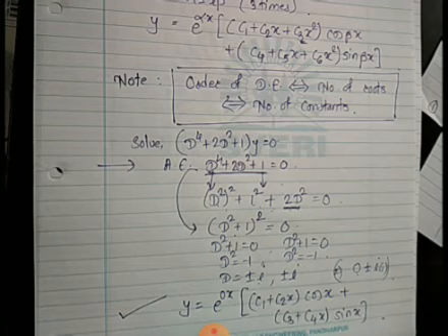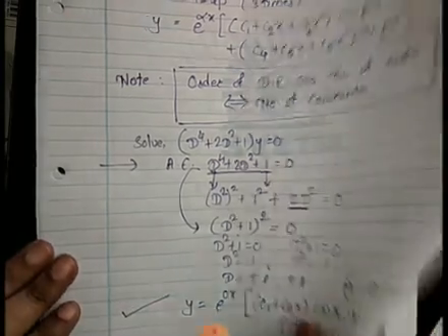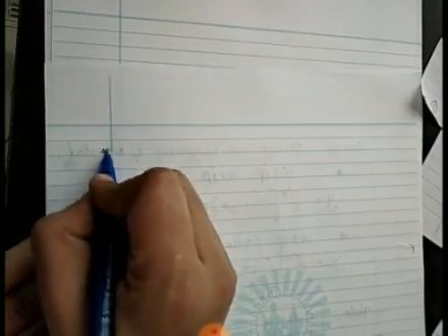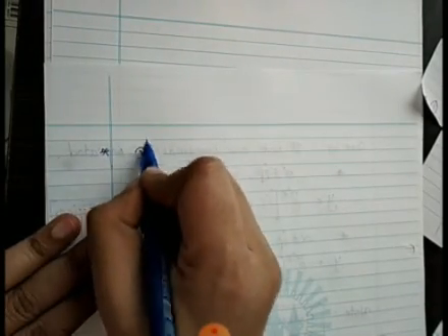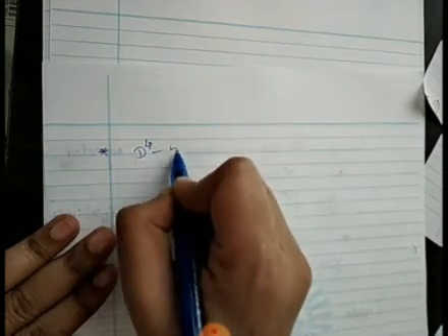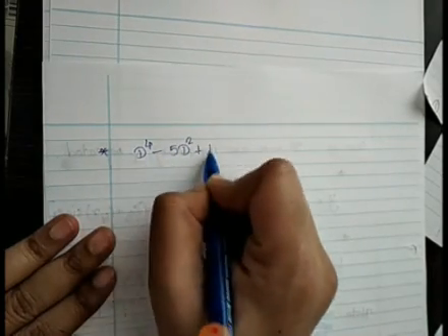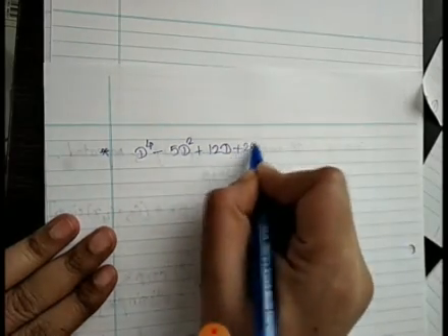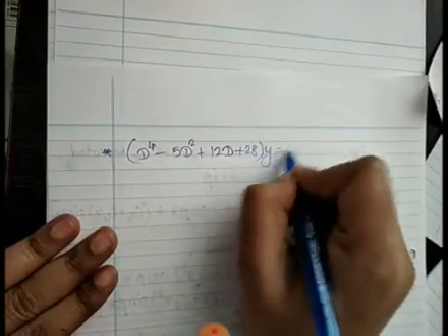Okay, I'll leave you with one exercise. Solve this, or try to solve this. If not, we'll solve it in tomorrow's or in next lecture. D raised to 4 minus 5D square plus 12D plus 28 y is equal to 0.